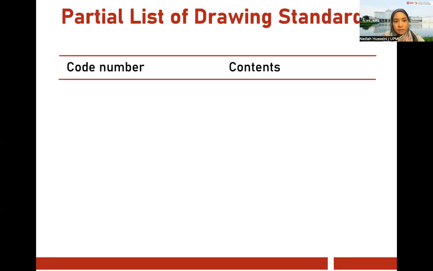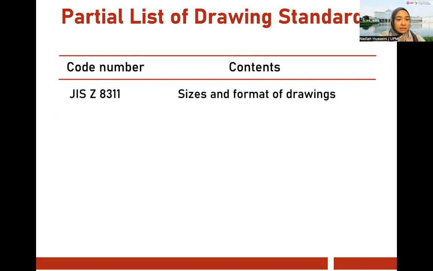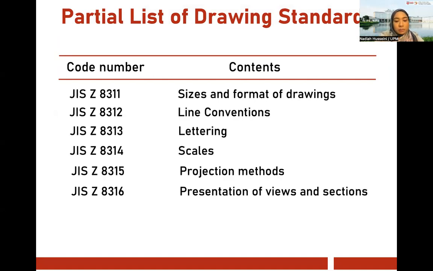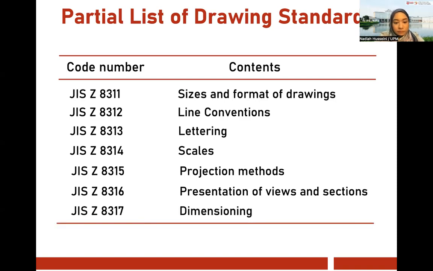Okay, partial list of drawing standards. This is an example used by Japan. JIS, Japan Industrial Standard. Here the code number is JIS Z8311, which means sizes and format of drawing. So the label at the top is JIS Z8311, and below it there is various content. So you know that this is their sizes and format of drawings. It's not really important for us to remember this, just an example. Of course, we have our own MS, whatever.